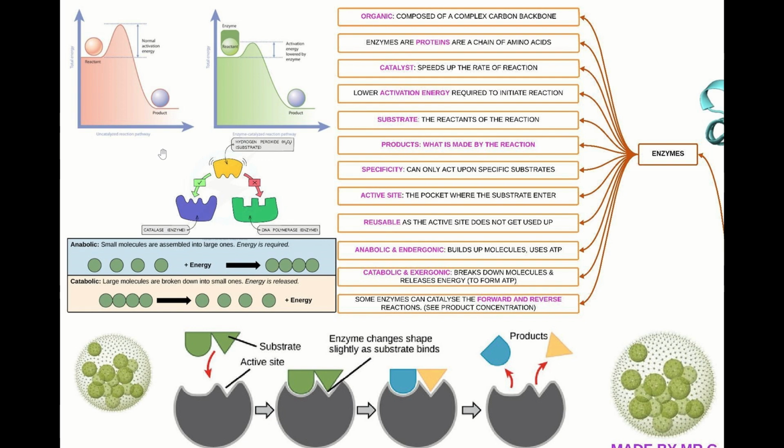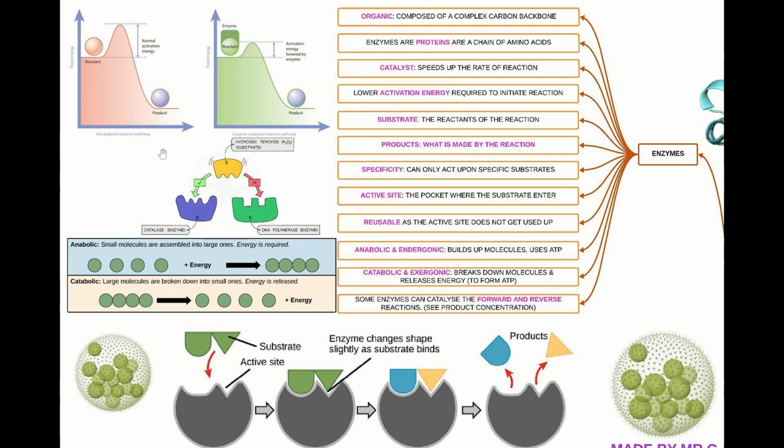Okay, so the substrate is the name of the reactants in the reaction. The products are what are made in the reaction. Specificity means that the enzyme can only work upon specific substrates. The active site is a pocket in the protein where the substrate fits. The enzyme is reusable because it's not used up by the reaction, it just stays the same. We say that it participates in but is not used by the reaction.